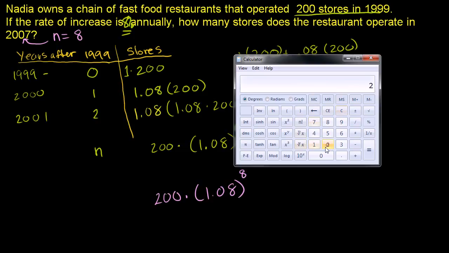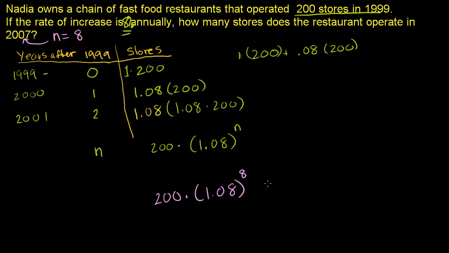So we want to figure out 200 times 1.08 to the 8th power. She's going to be operating 370 restaurants, and she'll be in the process of opening a few more. So if we round it down, she's going to be operating 370 restaurants.